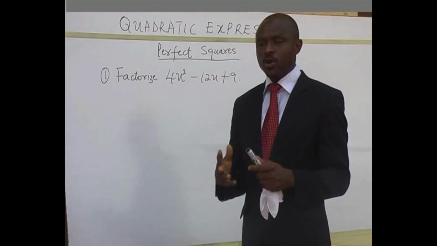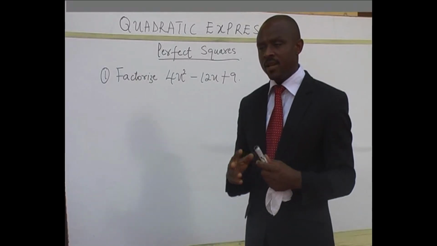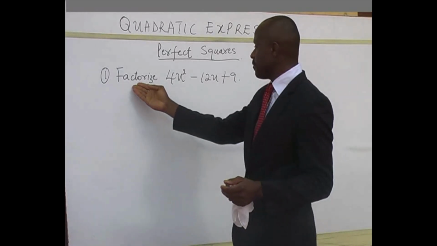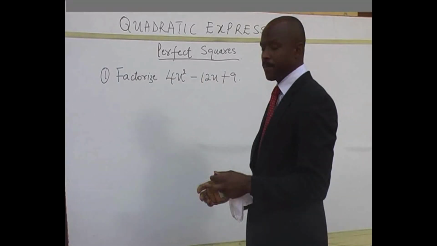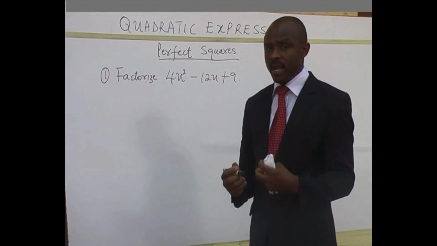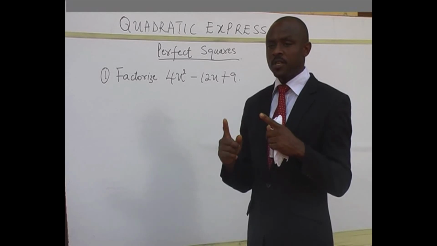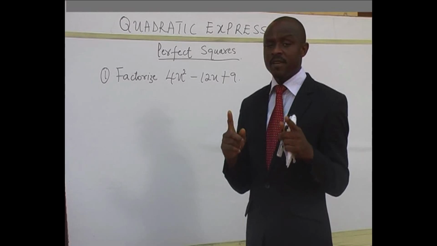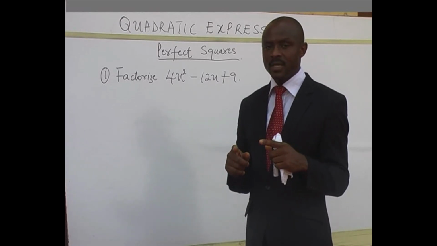Now let's go into factorizing perfect squares in quadratic expressions. Just like we have factorized 4u squared minus 12u plus 9. From the concepts I formerly explained, I told you that the square of the sum of two numbers is equal to the sum of their different squares plus twice their product.